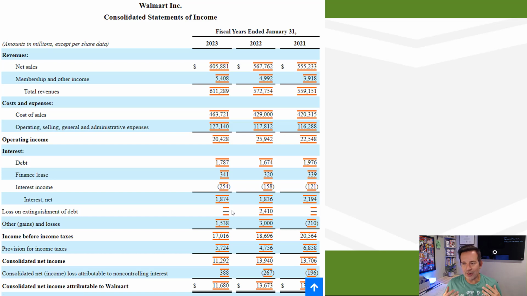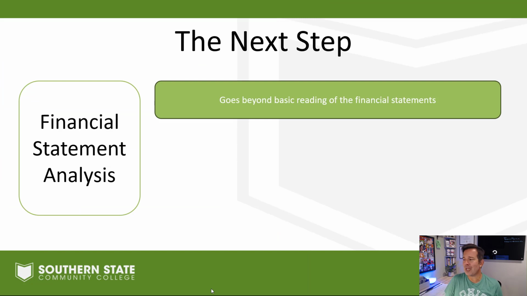Anybody who knows how to read a number can pick up that financial statement and see that the numbers went up right there. Anybody who's had even a rudimentary knowledge of how to read a financial statement can look at that and say, okay, net income went down. It's pretty easy to tell numbers going up and down. That's not really reading and analyzing a financial statement. We want to go beyond that. We want to understand exactly how much things went up or down. We want to understand why things went up or down. And that's where financial statement analysis comes in.